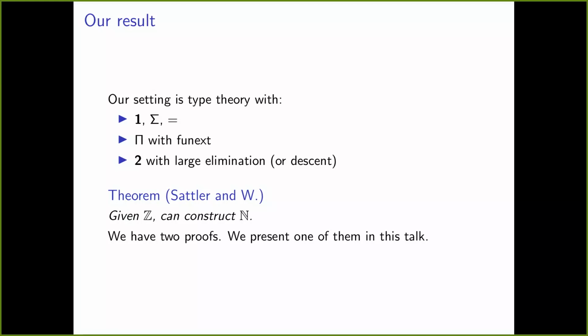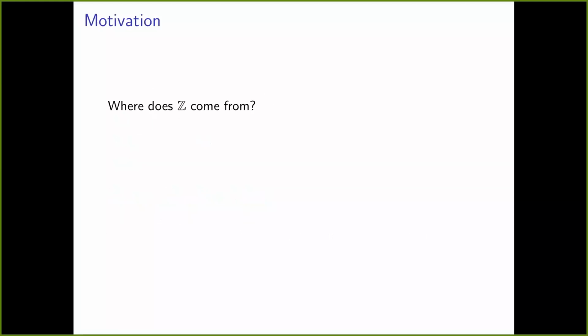But now you might be wondering, this seems kind of backwards. Usually you think of N as primitive and Z as something that you define from N. So why would I be looking at this weird converse result? Put differently, where does Z come from?